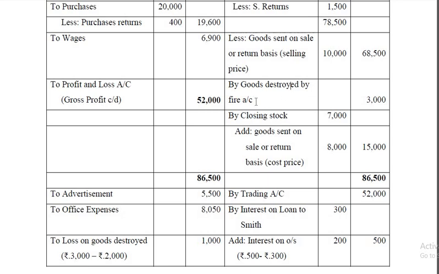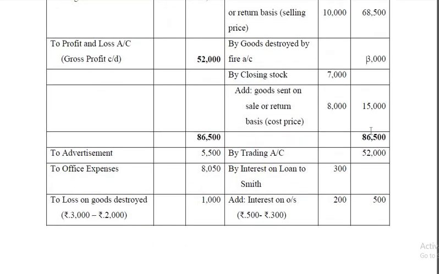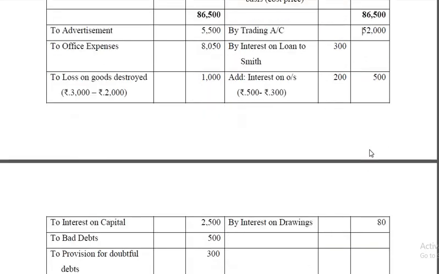Then goods destroyed by fire, total value 3,000, is credited. Already I explained this. Now if you balance, total is 86,500 on both the sides. The balancing figure is profit. We call that gross profit, but we write it to profit and loss account. This is transferred to profit and loss account. You see here, my trading account 52,000. Look at the profit and loss account.